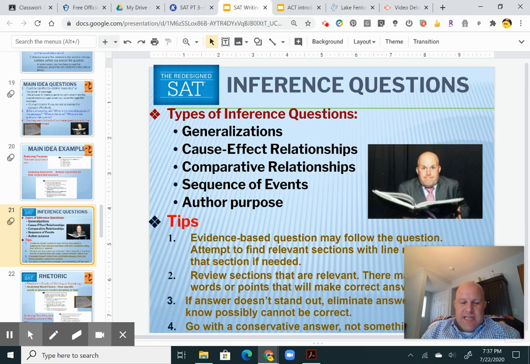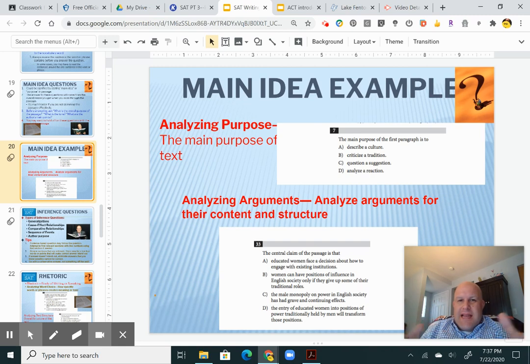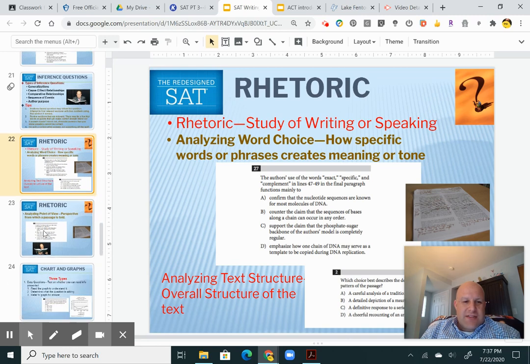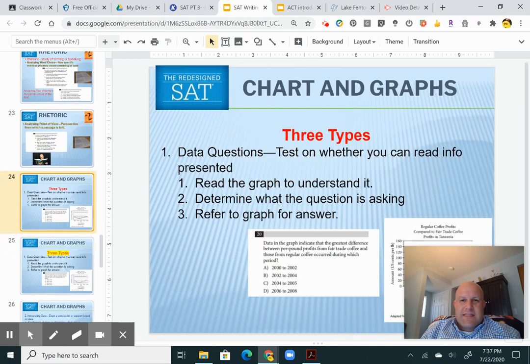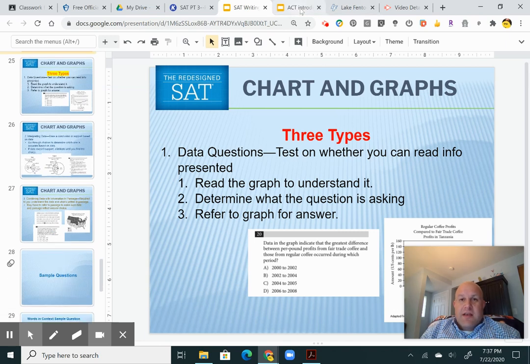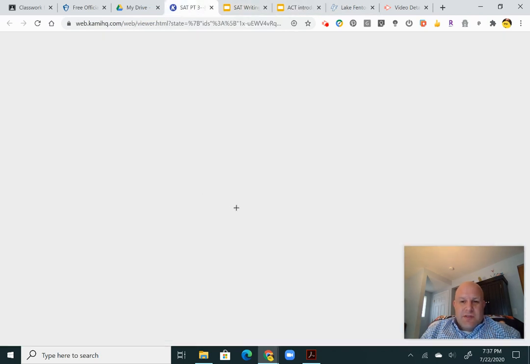Inference questions, generalization, cause effect, comparative, sequence of events, author purpose, main idea, the main purpose of the text, analyzing arguments, and then the study of writing: why would the writer choose a specific phrase or text structure or something along those lines. And then looking at charts and graphs, although this one doesn't look so much at charts and graphs. So without further ado, let's get into a few more specific examples of this.